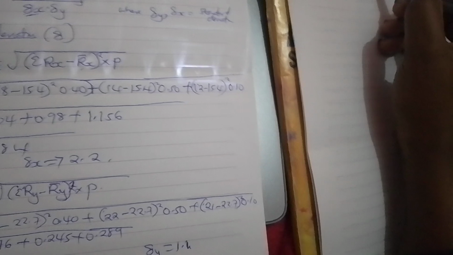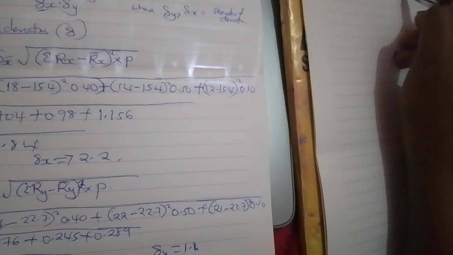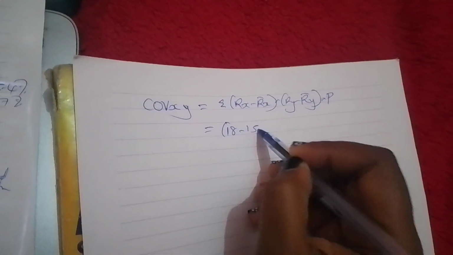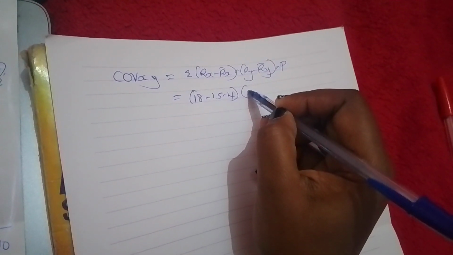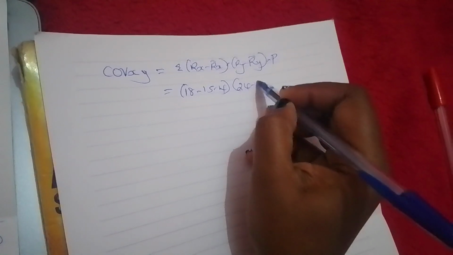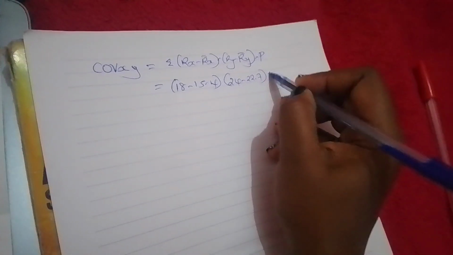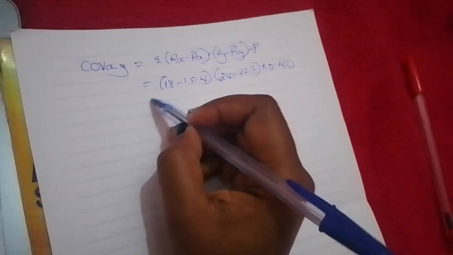Yeah, the ones we were subtracting over here. So the return of X at this point was 18. So you are going to get 18 minus 15.4. Then for Y, it was 24 minus 22.7. You times with their probability, which was 0.40. Then you get the other one.